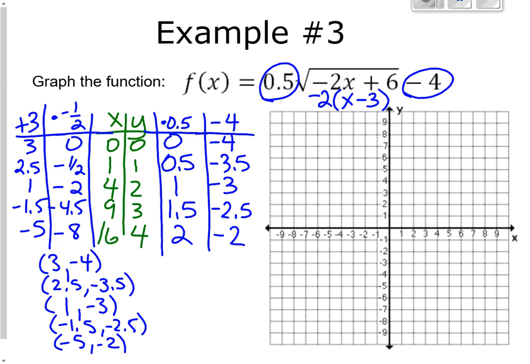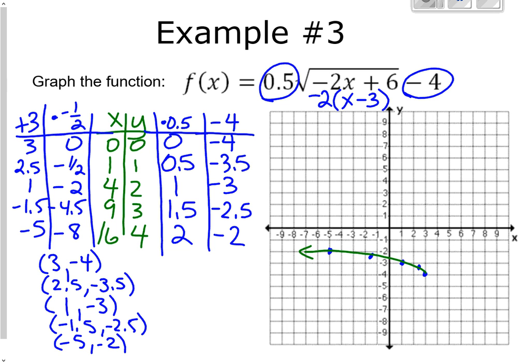So 3 comma negative 4 is down here. And then 2.5 and negative 3.5 is right there. Should be kind of middle of the dot. And then 1 and negative 3. And then negative 1.5, negative 2.5. And negative 5 and negative 2. And let me just kind of take a look here.